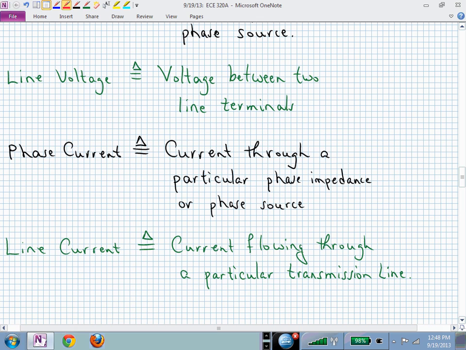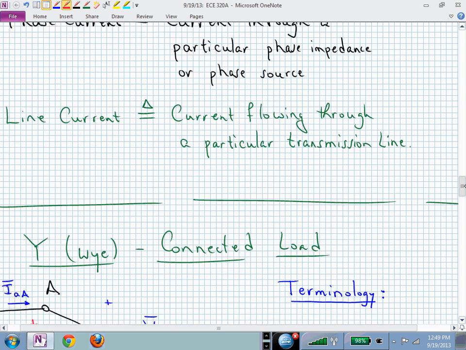Questions on those definitions? You need to make sure that it's clear, because it's very critical that when you're computing power per phase, what quantities are you using? Which voltages and currents do you use? Phase. You always use the phase. Well, when they're equal to the line, then you can use the line. But it's the phase currents that you're interested in.